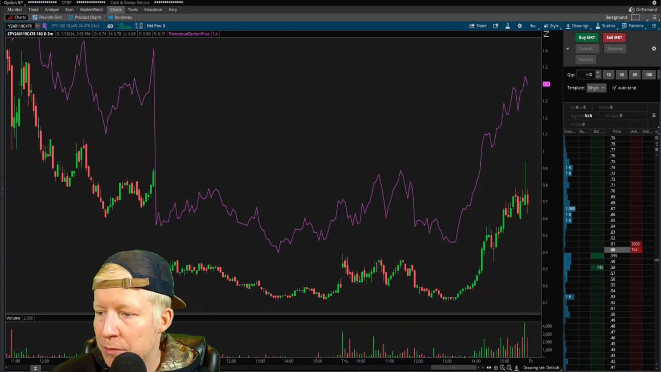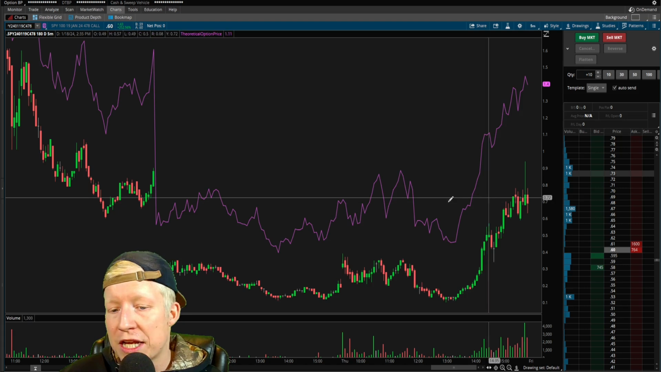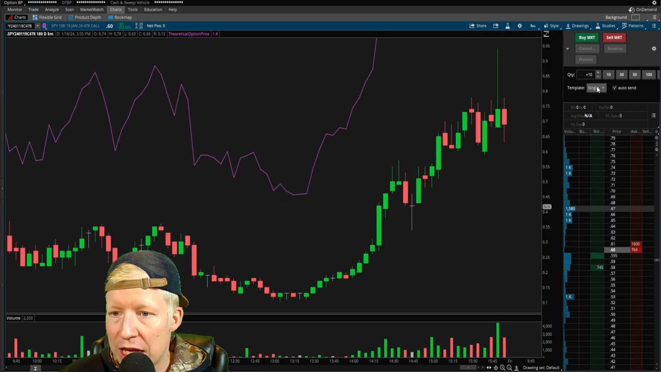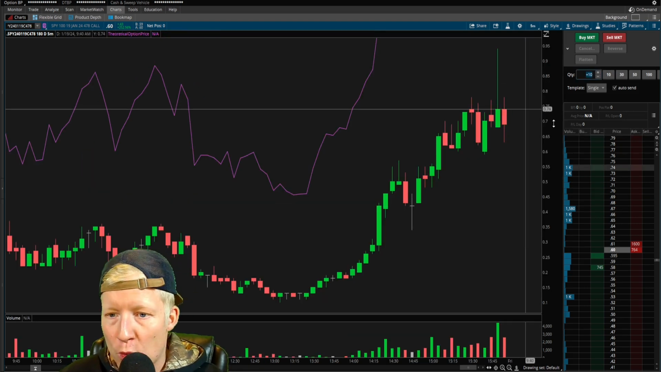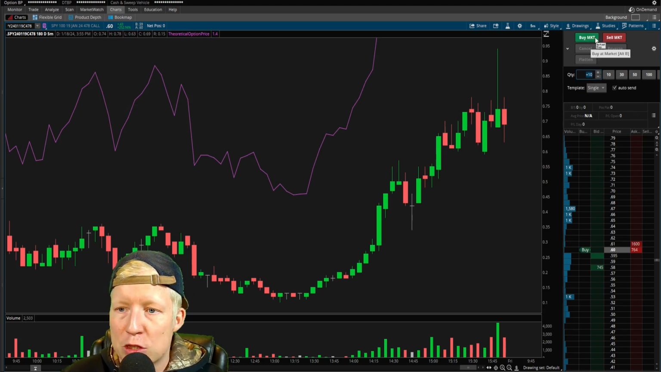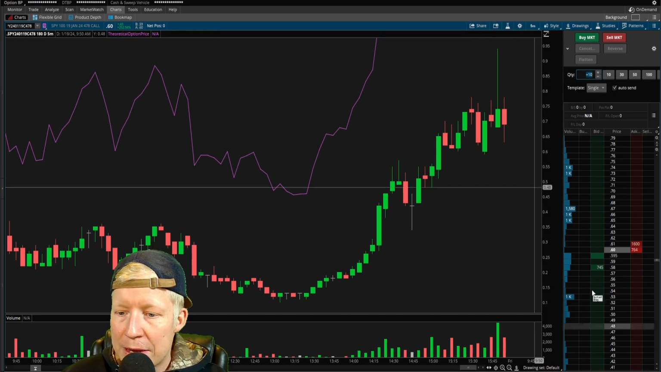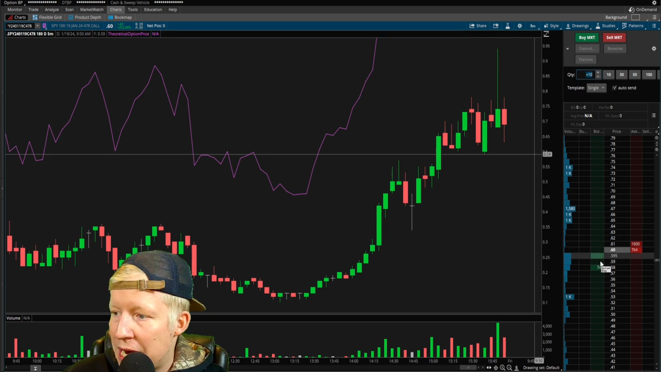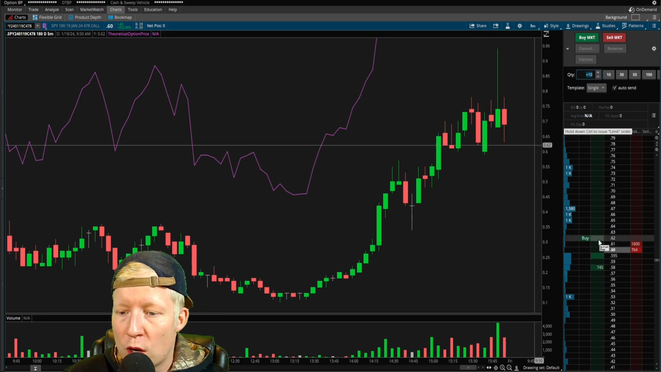And as you can probably tell, now you can trade this just like a normal equity. If you want to, tomorrow when the market opens, if you want to buy 10 contracts, you buy 10, you hit buy market, or you type in 10 and you click in your box here at what limit price you want to buy it at.